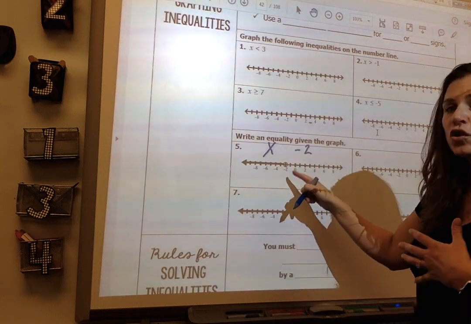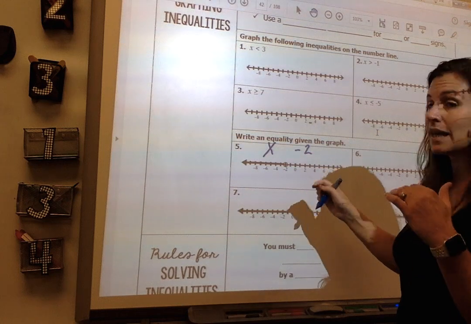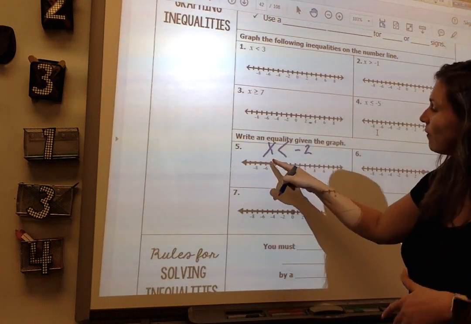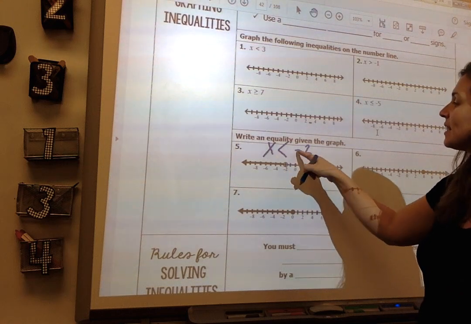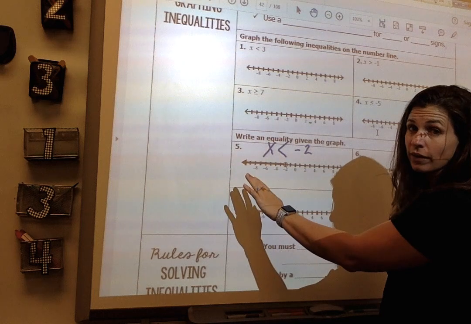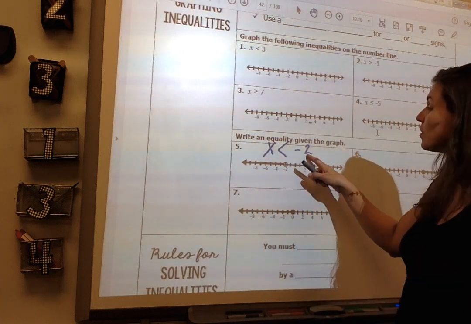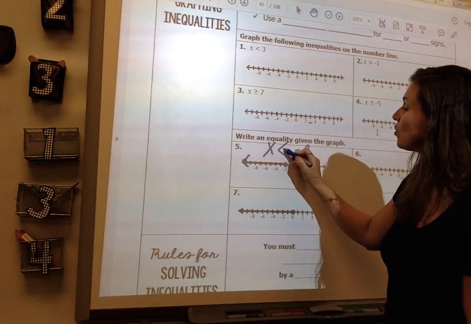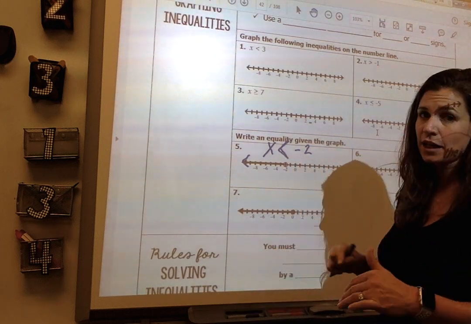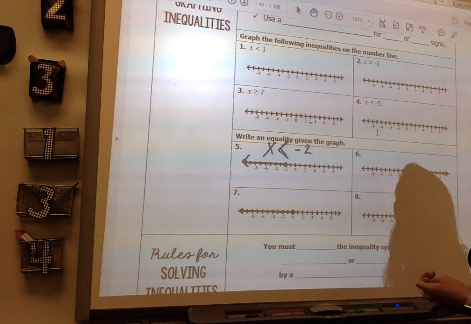It's an open circle, so it means it can't be -2. I'm going to go with my arrow to the left. So what this is saying is x is less than negative 2. So again, let's look at that. The variable's x, always on the left-hand side. My target number is negative 2, and it matches the direction of my arrow. It's an open circle, so it means it's less than negative 2, not equal to negative 2.